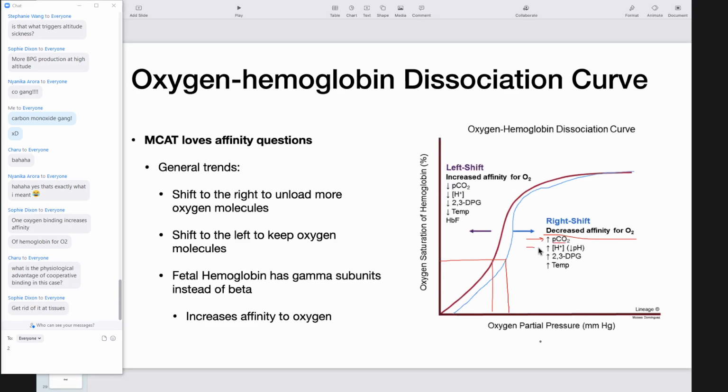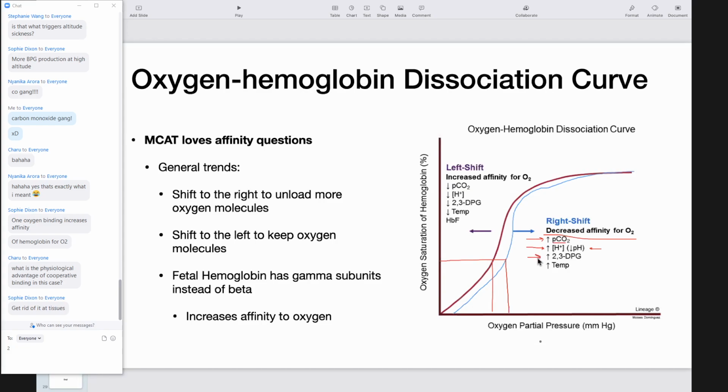If we have a high concentration of protons or a low pH, meaning it's acidic at the tissues, we have a lot of lactic acid building up. We have some metabolic acidosis going on. We need to deliver O2 because we're undergoing some metabolic process. We need to deliver the oxygen to the tissues and get the tissues to use it.